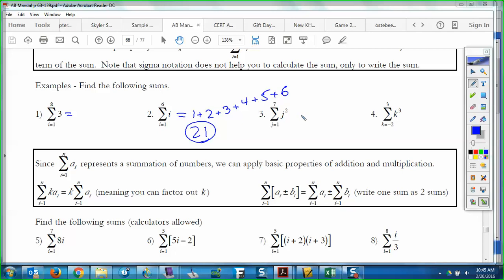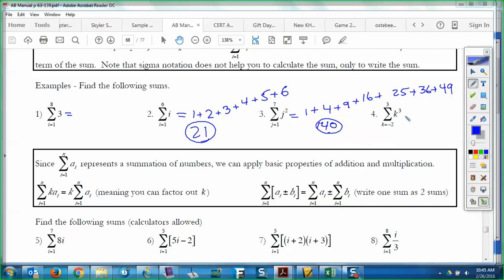This one here, number 3, would be what? 1 plus 4 plus 9 plus 16 plus 25 plus 36 plus 49. Right? Start with 1, plug it in, 1 squared is 1, then a 2, then a 3, then a 4, all the way to 7, and then add those up. We'd get our calculator out and we would add them up. Okay? 5, 14, 30, 55, 91, 140.